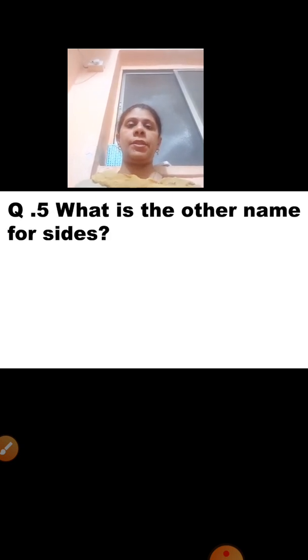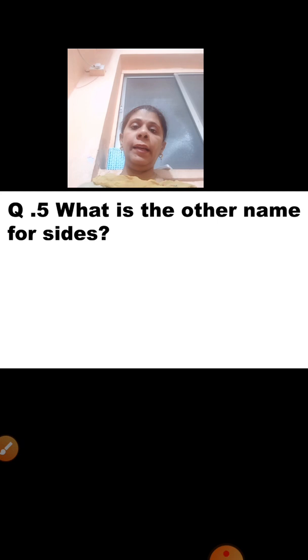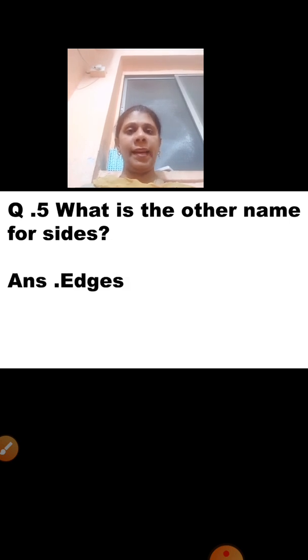Okay. Now the next. Question number 5. What is the other name for sides? Children, think and answer me. What is the other name for sides? Edges. Correct. So the other name for sides is edges.